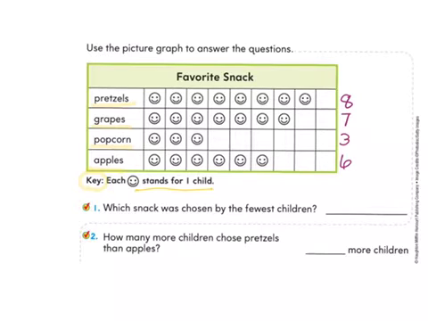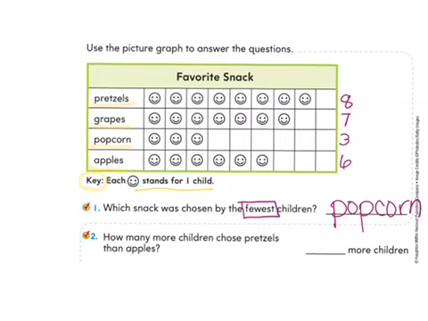So the first question asks, which snack was chosen by the fewest children? Now the word fewest still gets us. Remember that fewest means the smallest amount or the least amount. So which snack had the least amount of children vote for it? Even if we didn't have these numbers over here, we can see that there are fewer pictures for popcorn than there is for any other snack. So we know popcorn is the snack that was chosen the least.